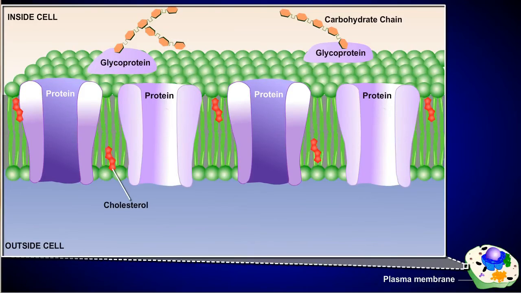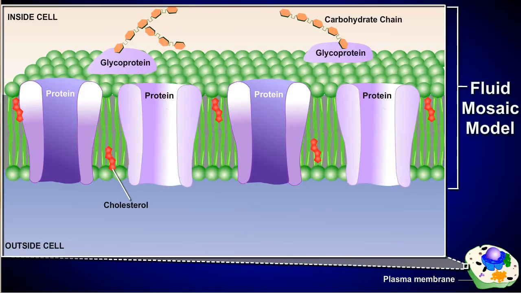The phospholipids, proteins, glycoproteins, and cholesterol are all present in the membrane as a flexible pattern, commonly referred to as the fluid mosaic model. Together, these components of the cell membrane allow the cell to interact with its external environment.